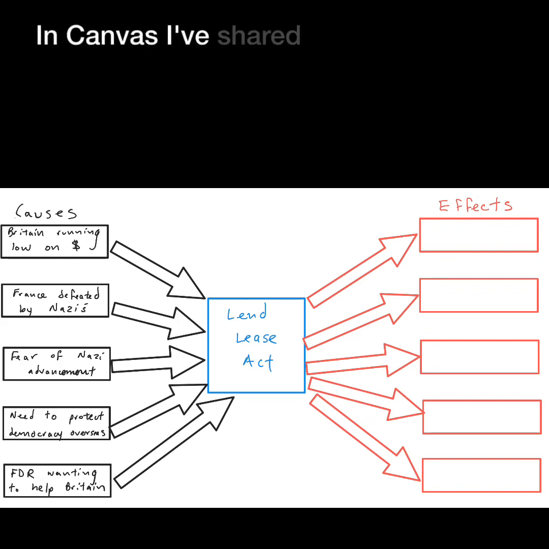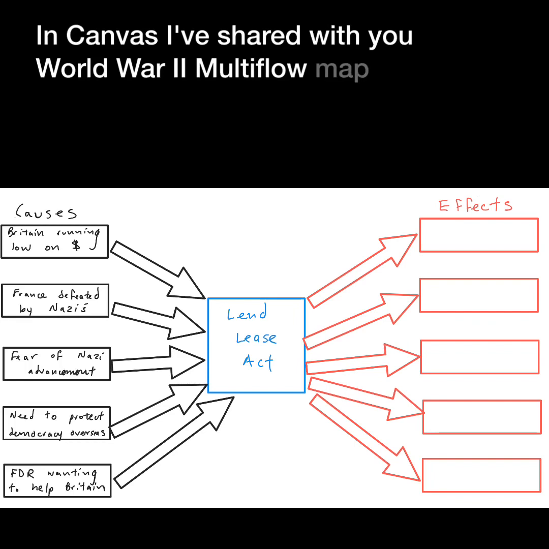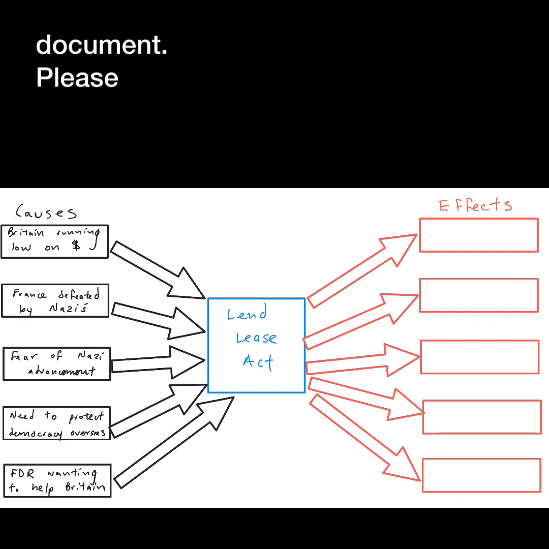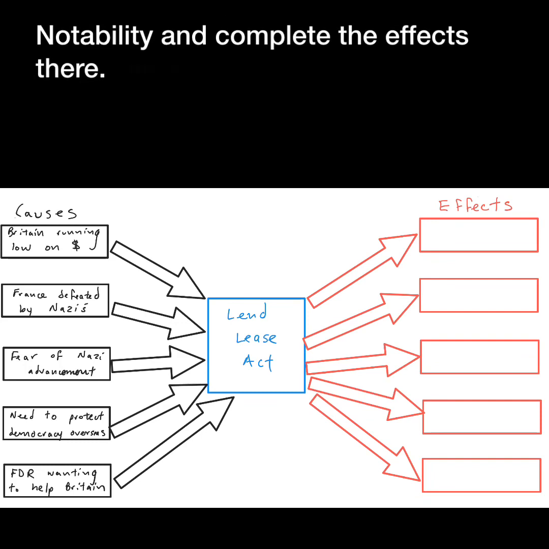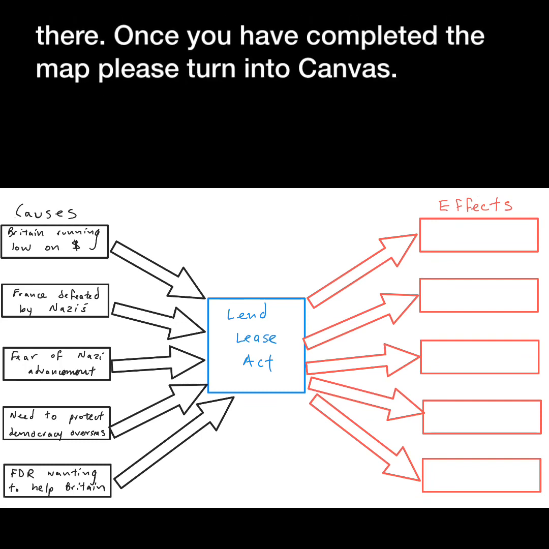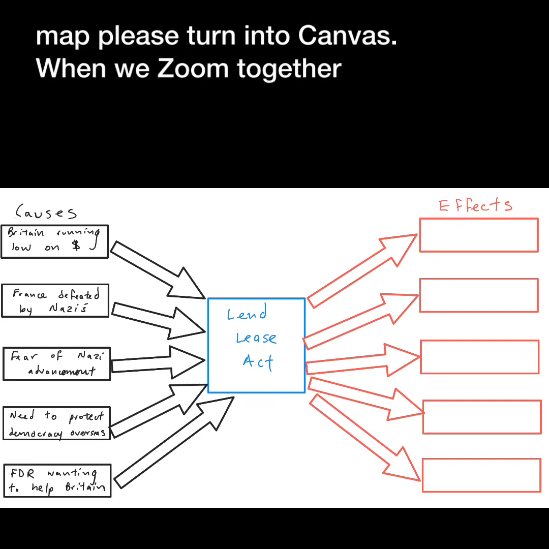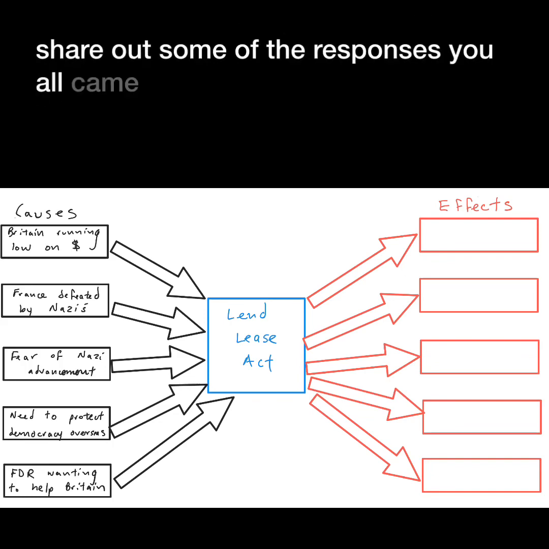In Canvas, I have shared with you the World War II multi-flow map as a document. Please upload the actual map to Notability and complete the effects there. Once you have completed the map, please turn it into Canvas. When we zoom together, we will share out some of the responses you all came up with.